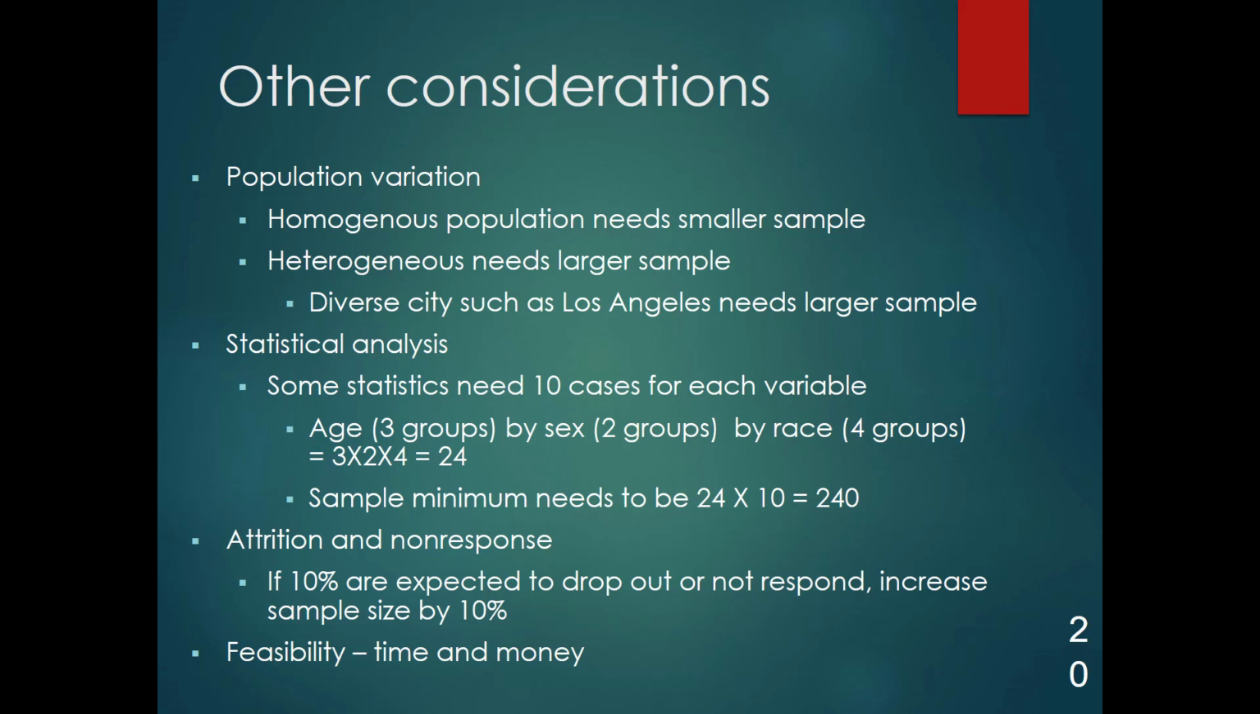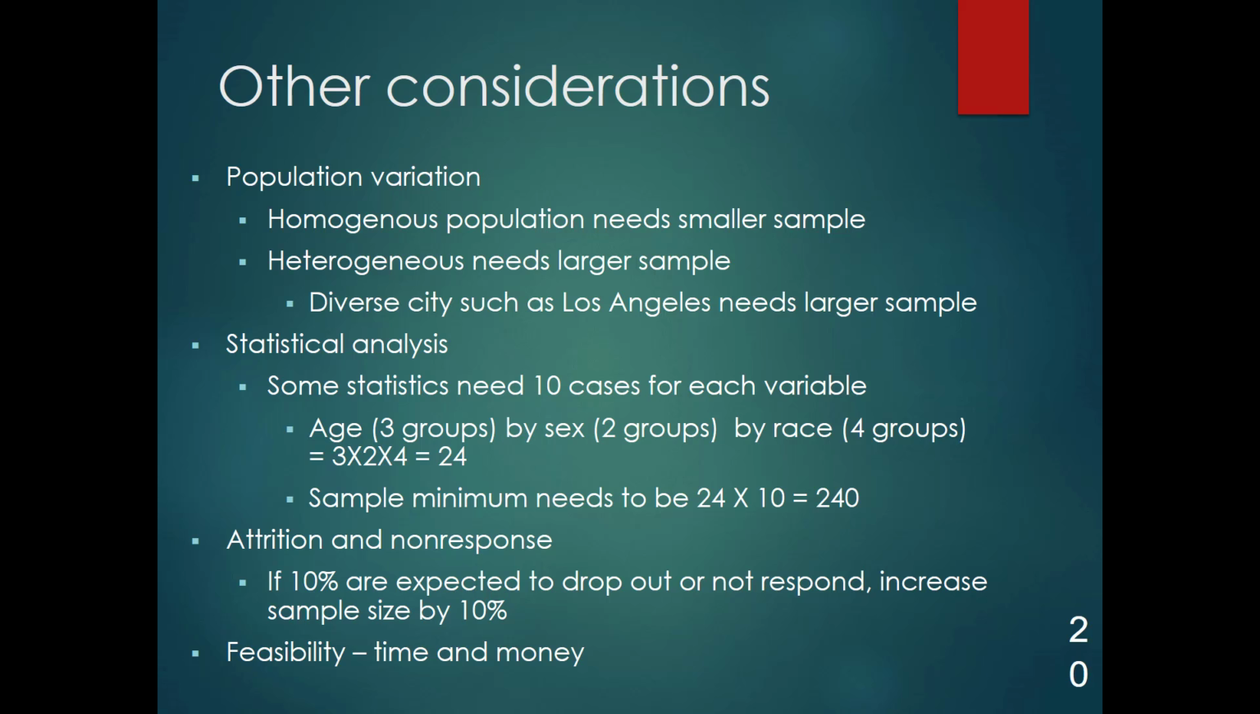If you have 24 groups, you then multiply that by 10 cases, because you need 10 cases for each variable. So 24 times 10 is 240. Based on this statistical analysis, you would need at least 240 participants in your sample.